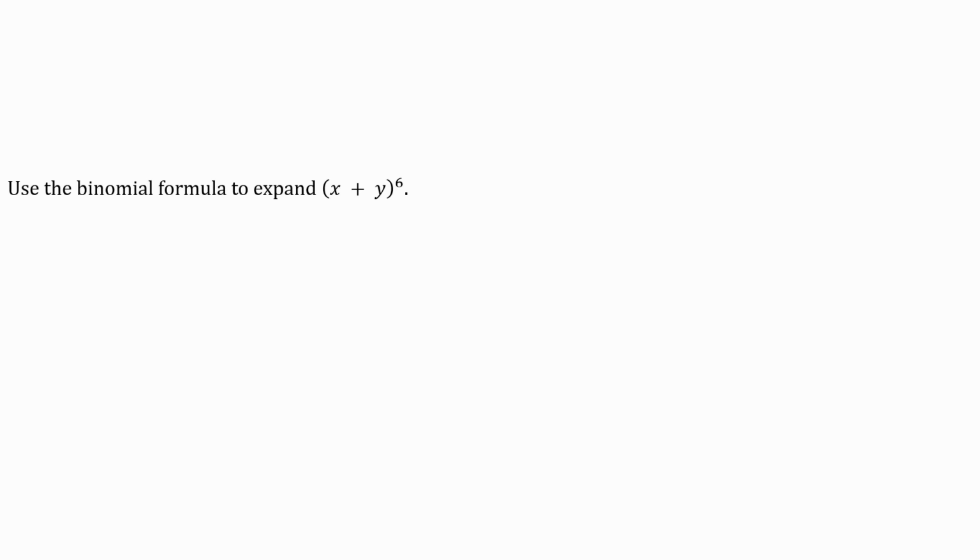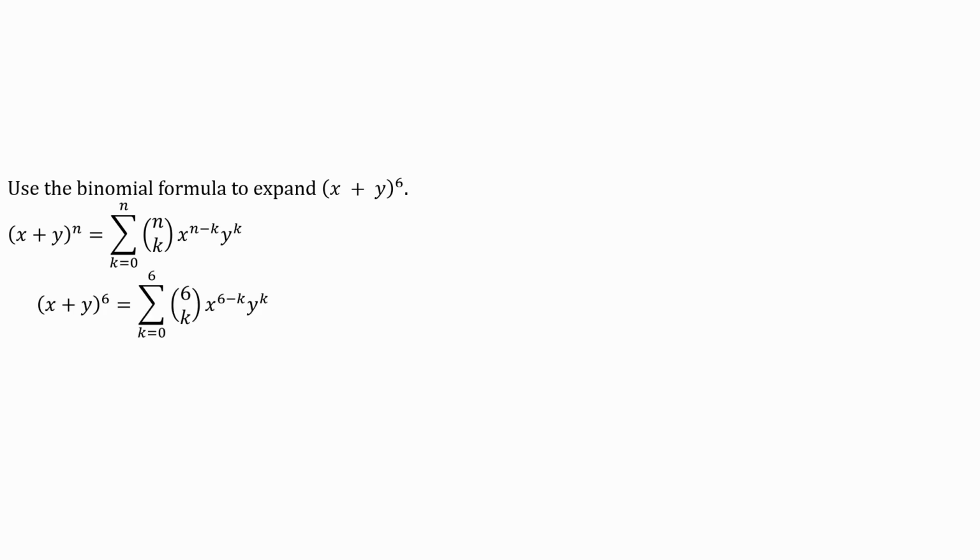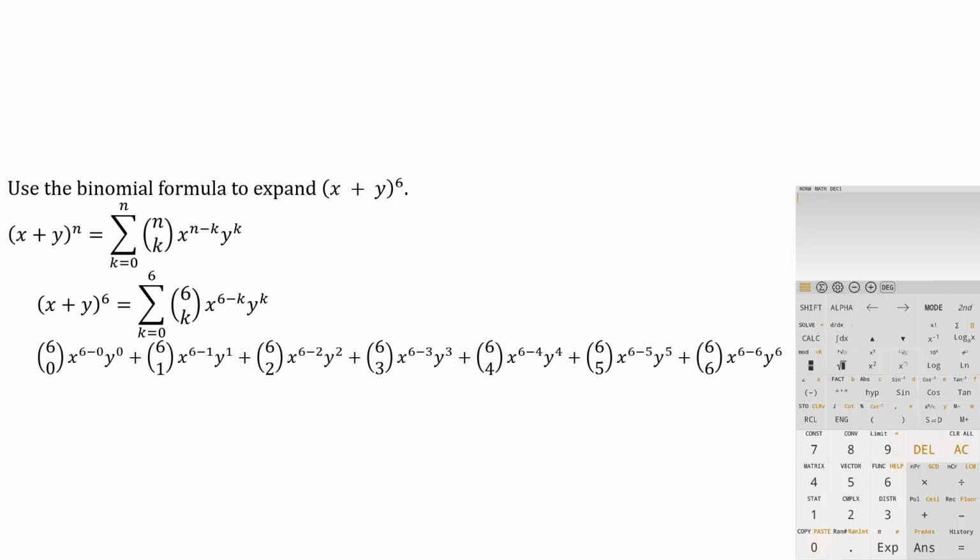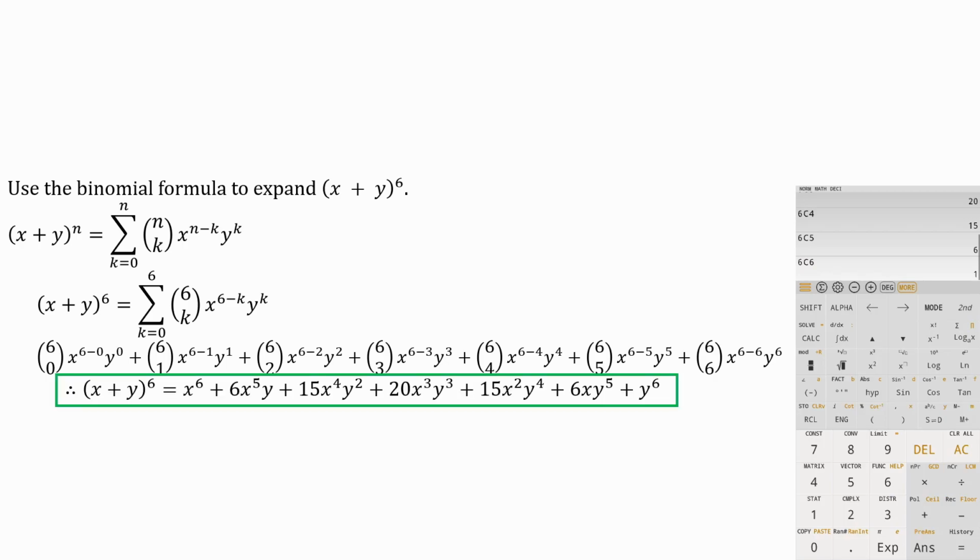May example tayo para dyan. So, use the binomial formula to expand x plus y raised to 6. So, x plus y raised to n, yun yung formula natin. So, substitute natin yung 6. So, kunin natin yung 6c0, so equal to 1. So, yun yung first term, 6c1 equal to 6. 6c2, so 15. 6c3, so 20. Then 6c4, so 15, 6c5, so 6, 6c6 is 1. Therefore, yung sagot natin is ito. And then yung coefficient nila, and then simplify lang yung mga exponents.